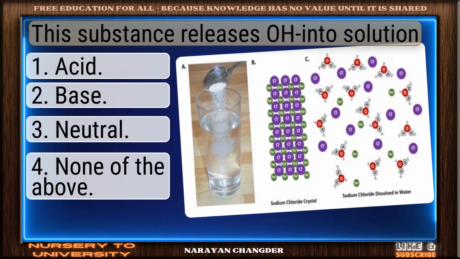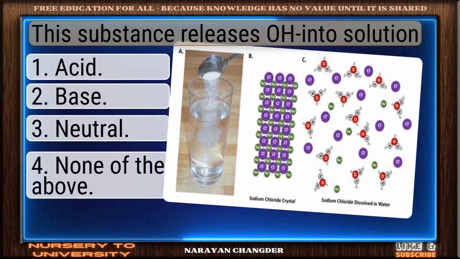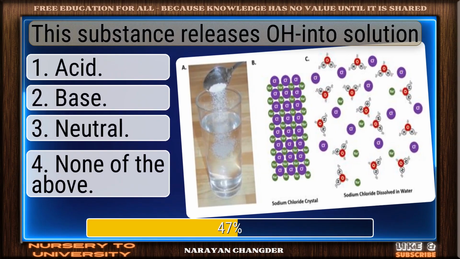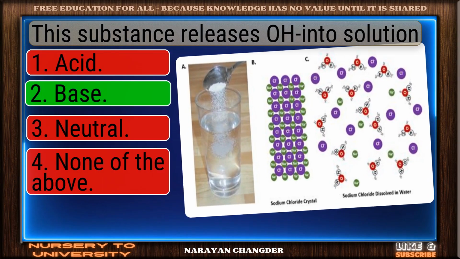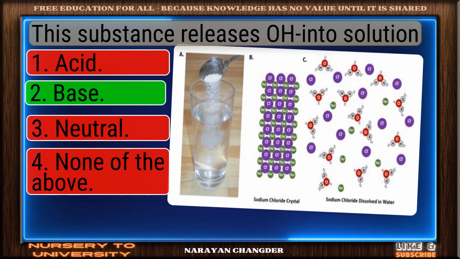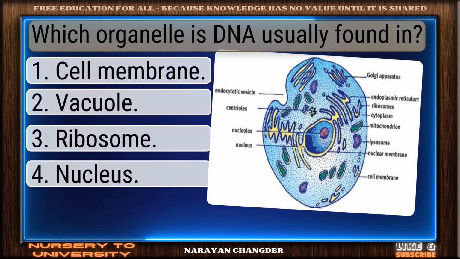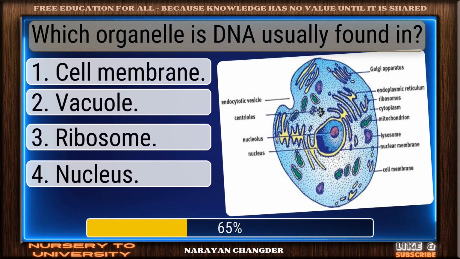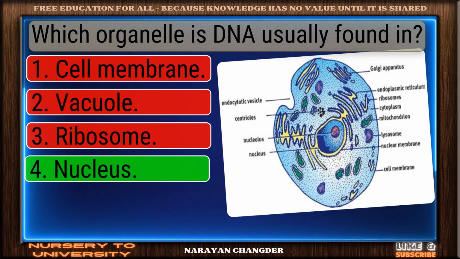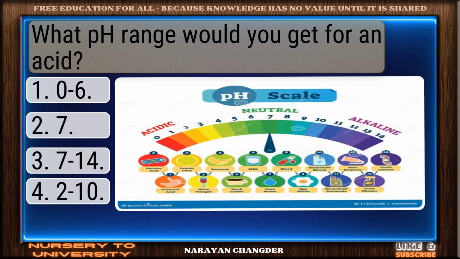Question number 29. This substance releases OH- into solution. Nicely done. Base is a solid answer. Question number 30. Which organelle is DNA usually found in? Great thinking. Nucleus is the right choice.